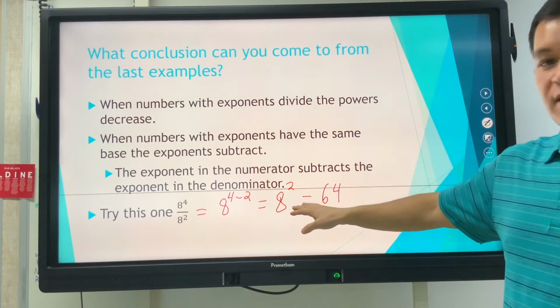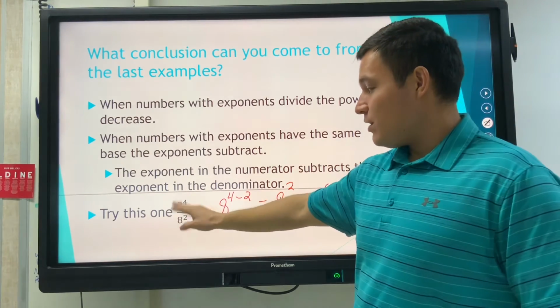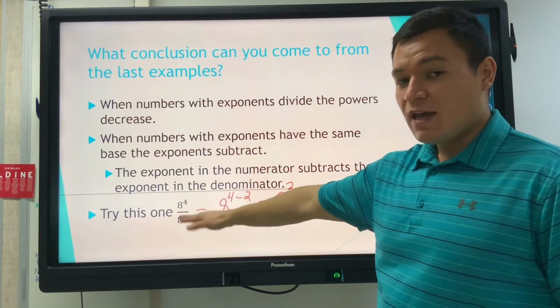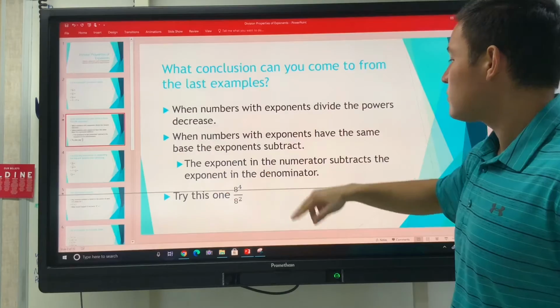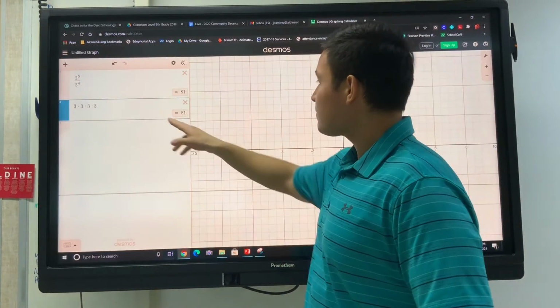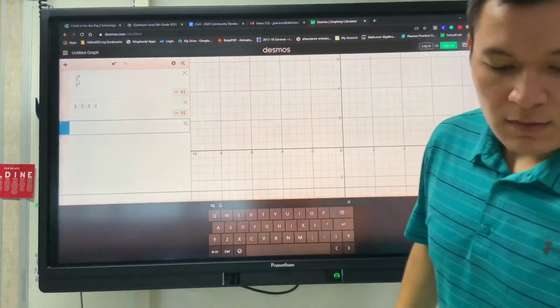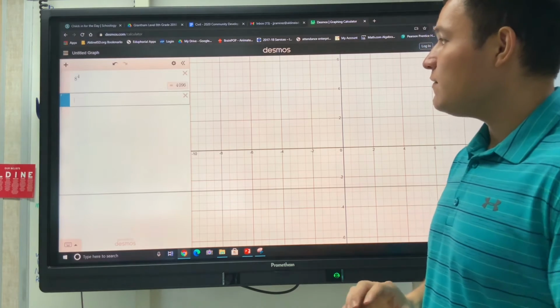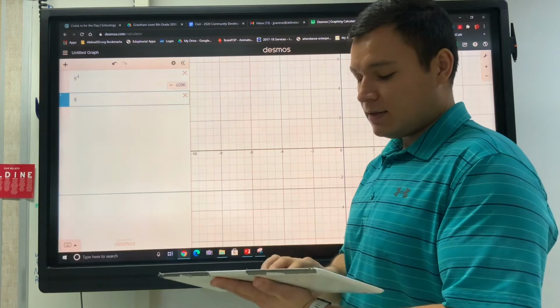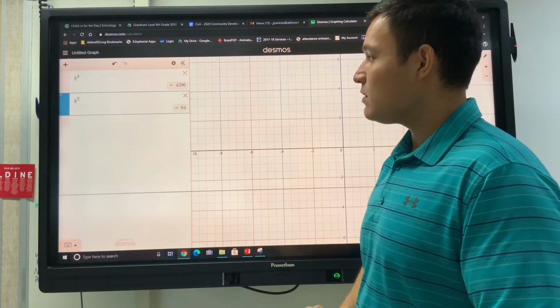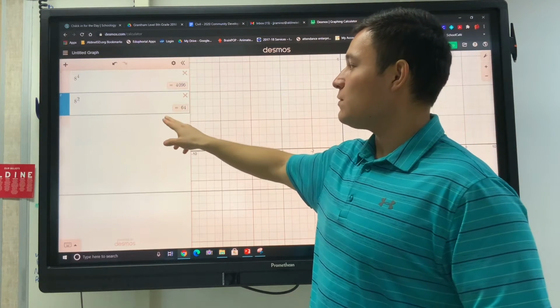Let's verify this another way. Let's just, in the calculator, figure out what 8 to the 4th power is, and in the calculator, figure out what 8 squared is. Eight to the 4th power is 4,096. 8 to the second power is 64.